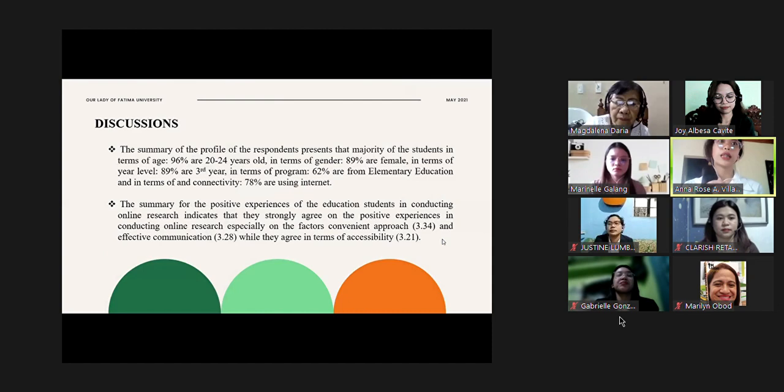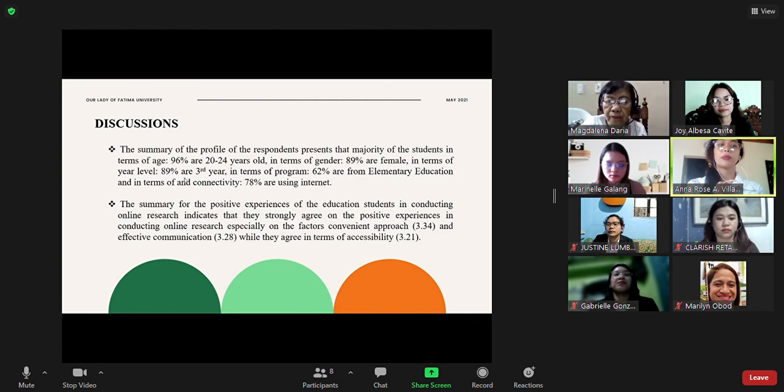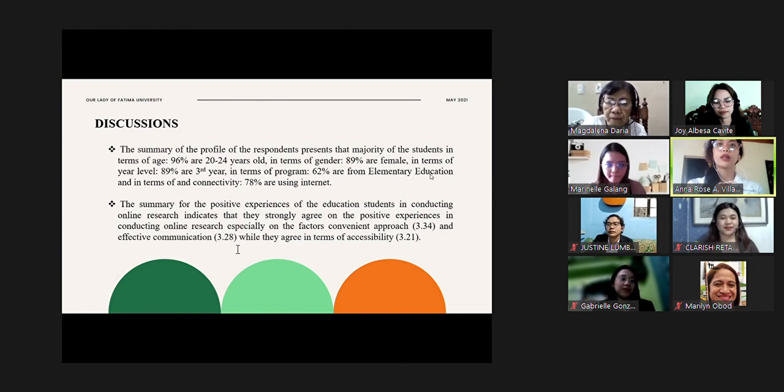So for the discussion, the summary of the profile of the respondents presents that the majority of the students in terms of age, 96% are 20 to 24 years old. In terms of gender, 89% are female. In terms of year level, 89% are third year. In terms of program, 62% are from elementary education. And in terms of connectivity, 78% are using internet.